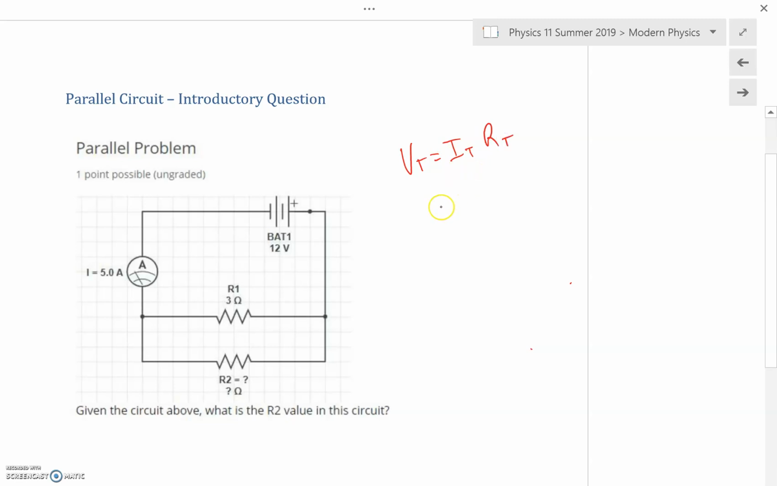In this case, resistance total is what we're looking for, so we can calculate that by dividing the voltage total divided by the current total. 12 volts divided by 5 amps gives you a resistance of 2.